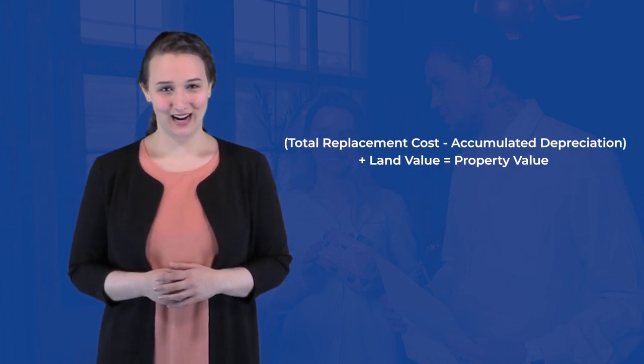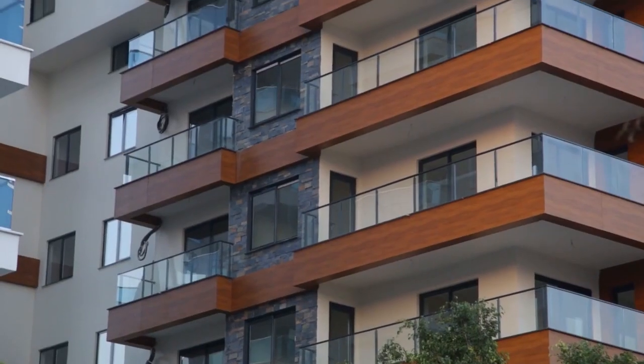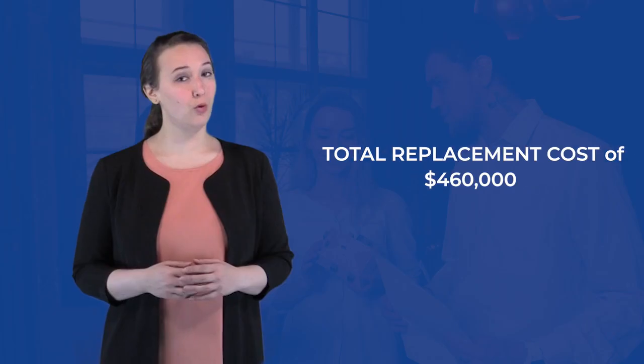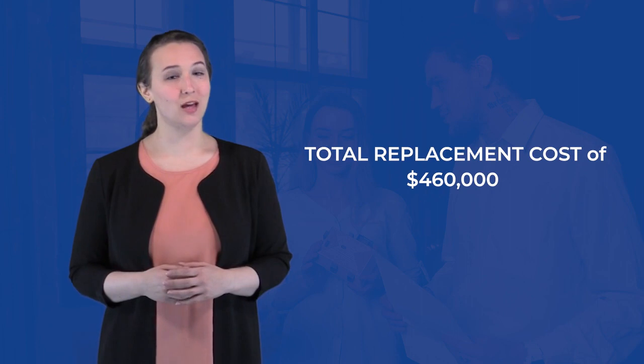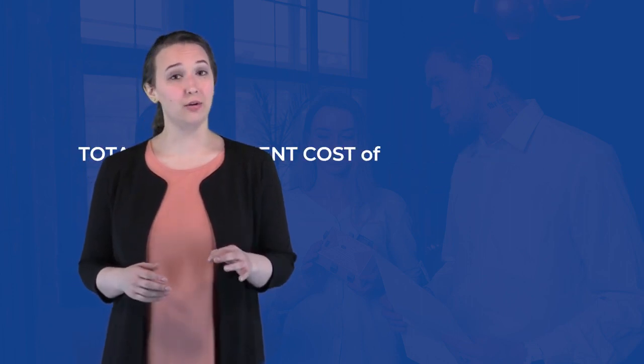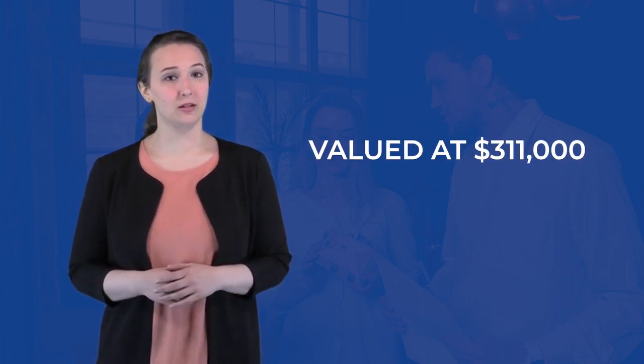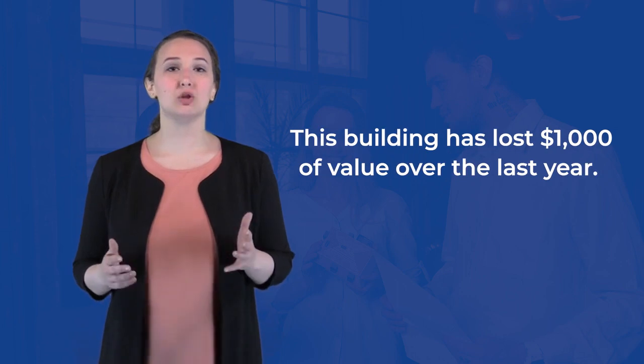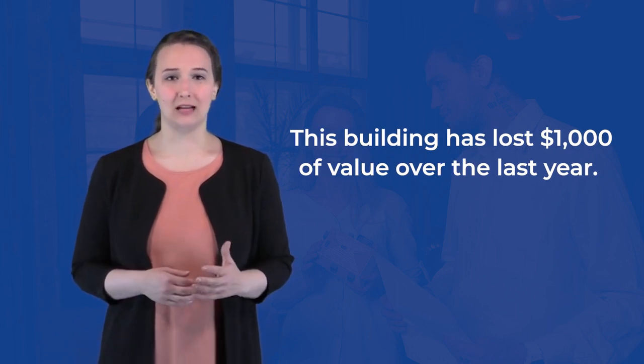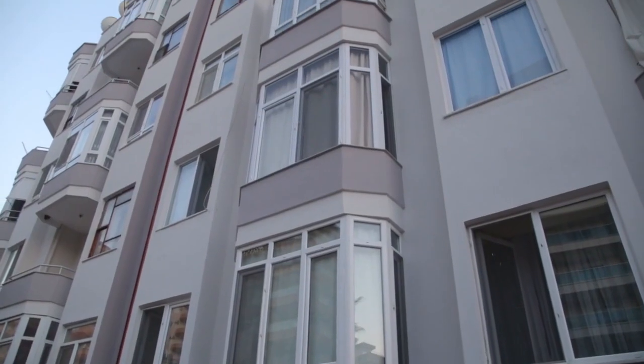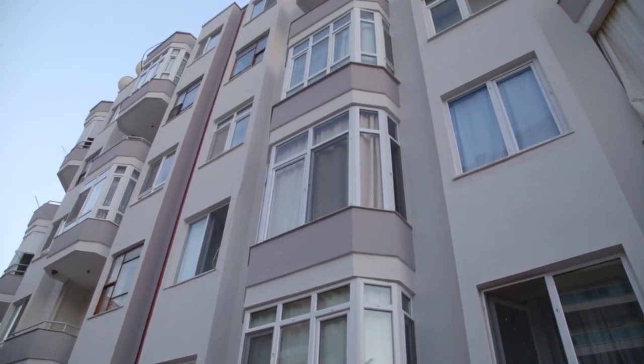So let's do some practice. There's a building with a total replacement cost of $460,000 that sits on land valued at $311,000. This building has lost $1,000 of value over the last year. With this information, we can determine the value of the entire property.